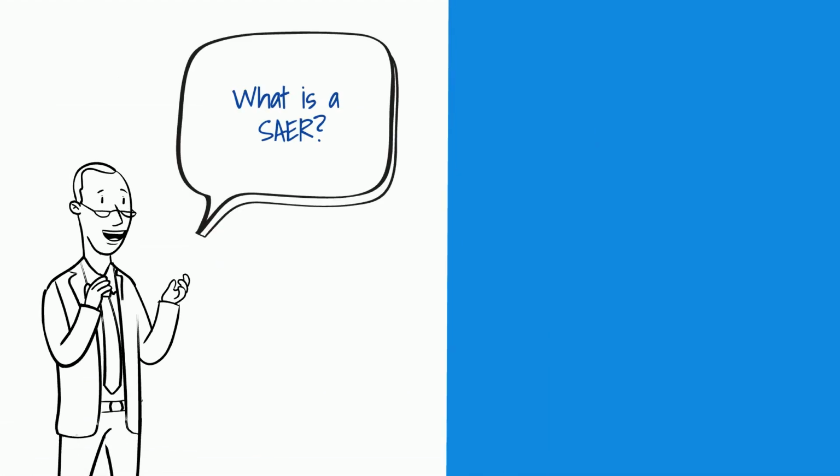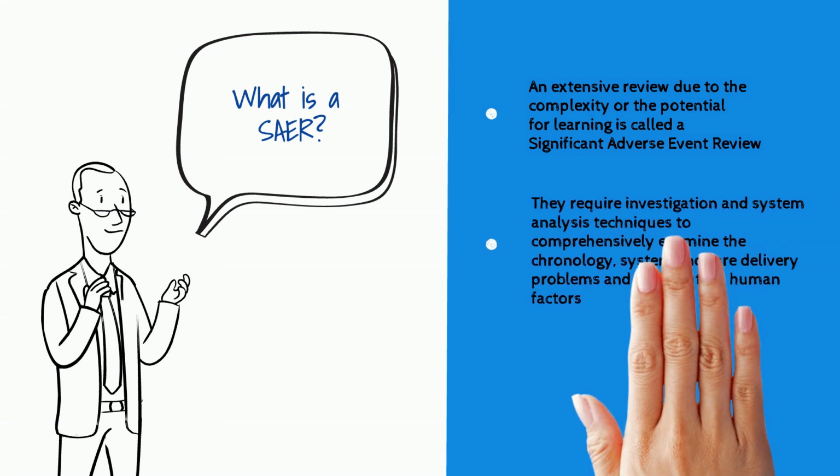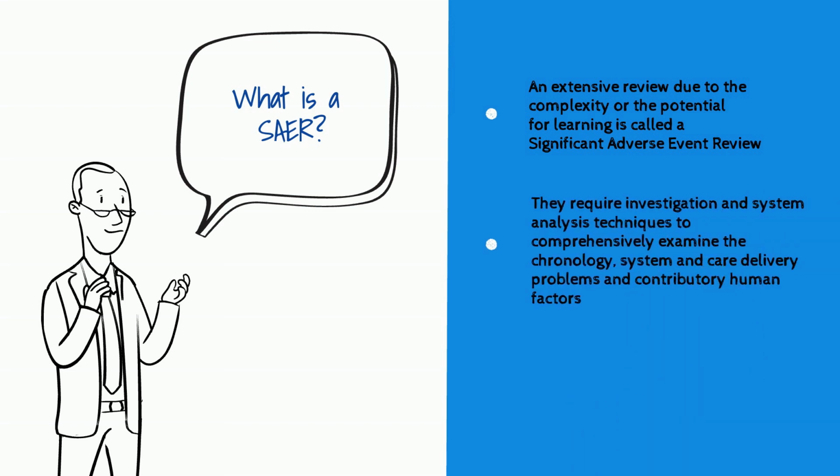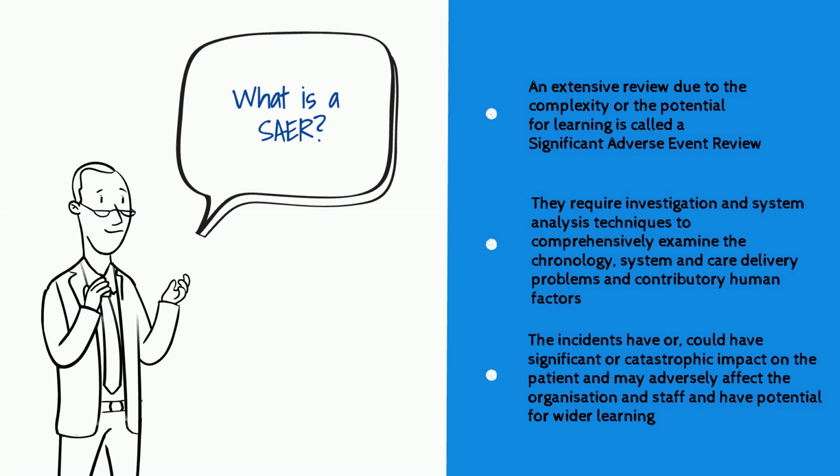What is a SARE? This stands for Significant Adverse Event Review. It's an extensive review due to the complexity of the case, which can also provide potential learning too. A SARE can involve several staff members to be part of the review group covering multiple departments or specialties. These require comprehensive investigation and system analysis techniques to take into account the chronology, system and care delivery problems, and any contributing human factors. The incidents have or could have significant catastrophic impact on the patient and may adversely affect the organisation and staff and have potential for wider learning.